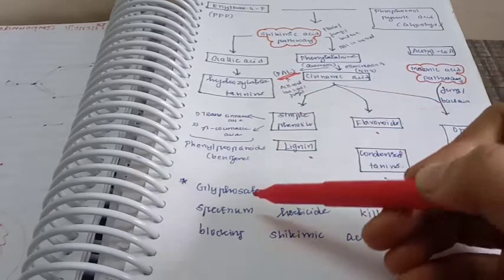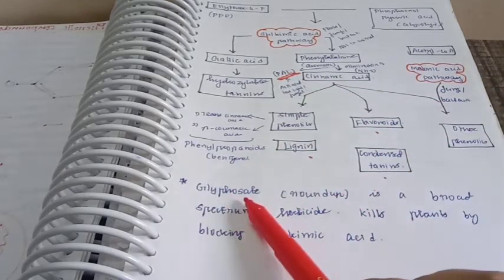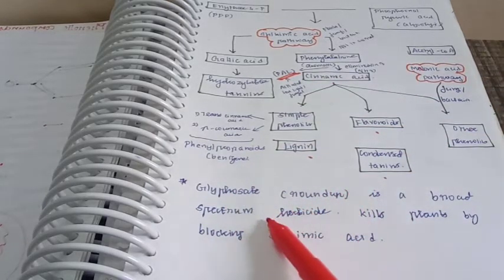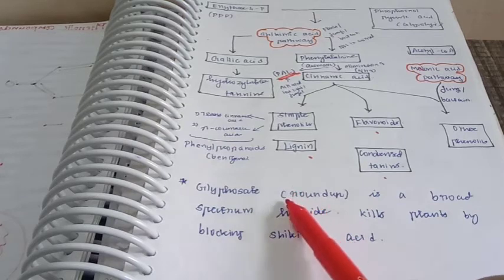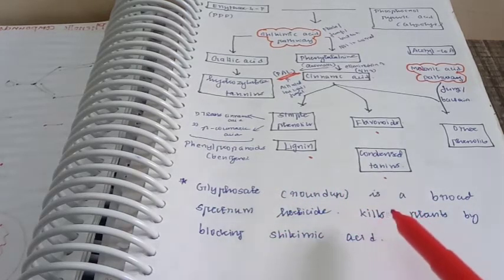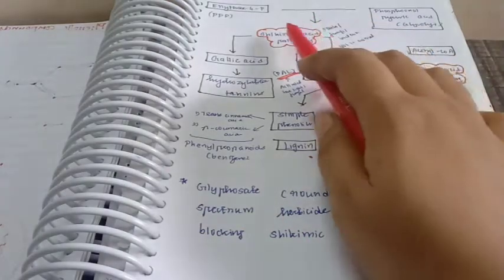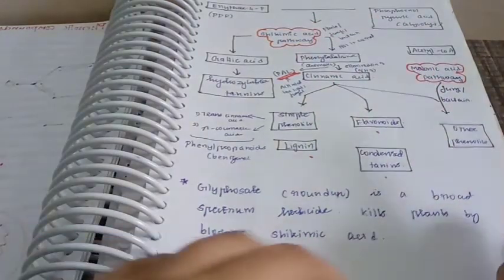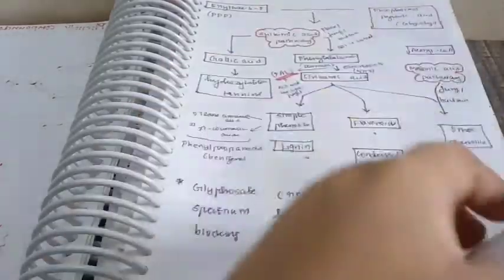And to tell about glyphosate, it is a broad spectrum herbicide and the commercial name is Roundup Ready, and this herbicide generally kills the plant by blocking your shikimic acid pathway. Okay, so it is additional information you should know.